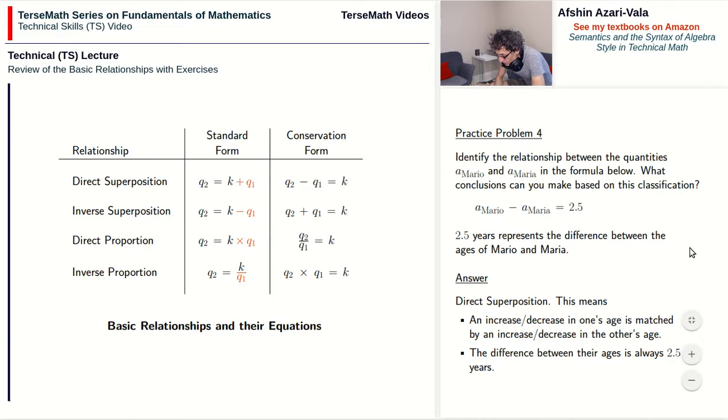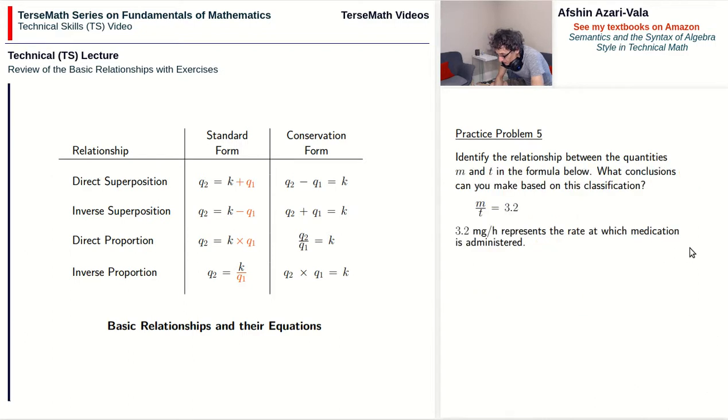Here comes problem number 5. Identify the relationship between the quantities, mass of medication and the duration of administration of the medication in the formula below. What conclusions can you make based on this classification? M divided by T is equal to 3.2. 3.2 milligrams per hour represents the rate at which medication is administered.